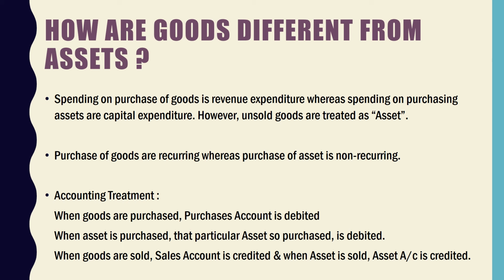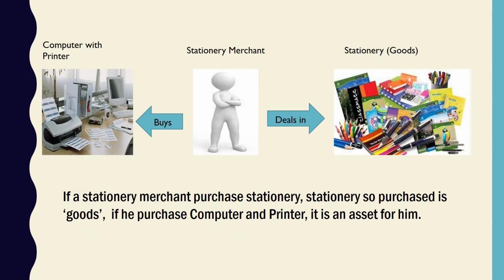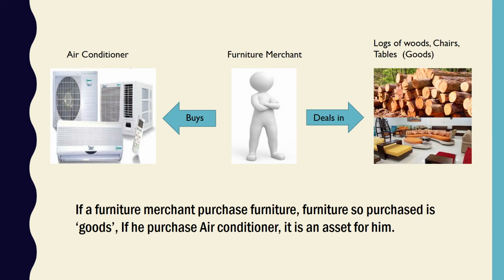These are different from each other. Now, if you are a cloth merchant, purchasing cloth is goods for you. But purchasing furniture is an asset for you. Cloth is goods for you, but furniture is an asset for you. A stationery merchant, if he is purchasing stationery, that is goods for him. But if he's purchasing a computer, printer or air conditioner, such office equipment would be an asset for him. A furniture merchant, if he's purchasing furniture, of course that furniture would be goods for him because he's dealing in it. But if he's purchasing an air conditioner, that would be an asset for him. Furniture would be goods for him, but the air conditioner would be an asset for him.